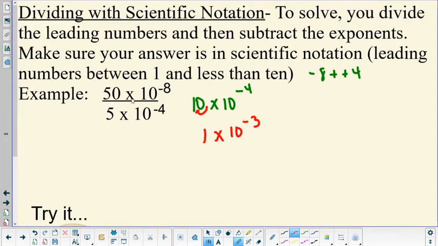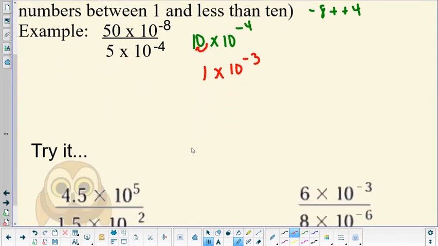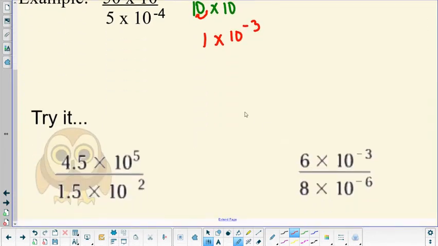Again, you divide the first numbers, you keep your base 10, but to find the exponent, you have to subtract using the quotient rule. Go ahead and see if you can try the two that are here. Go ahead and pause your video.